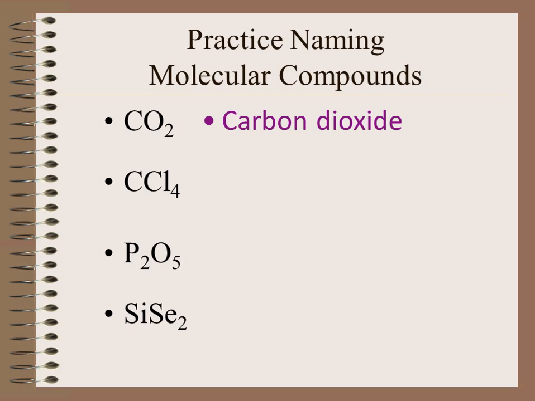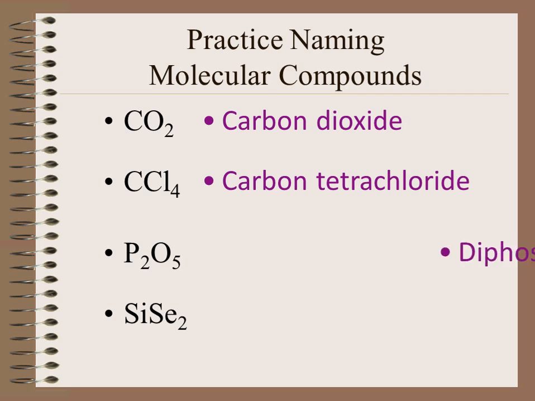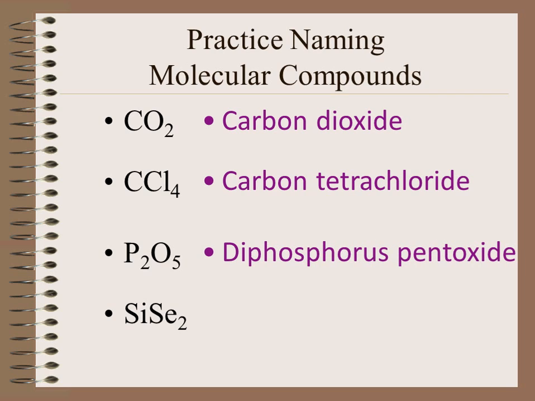CCl4, again, only 1 carbon, so we just name it carbon. Prefix for 4 is tetra, so we would name this carbon tetrachloride. Notice the tetrachloride is all one word, as was dioxide. Now in the next one, P2O5, now the first atom does have a subscript, so we will put a prefix in front of it because it's not the prefix mono. And so P2O5 would be diphosphorus pentoxide. And notice again, with the prefix for 5, penta, we drop the A and it's just pentoxide.